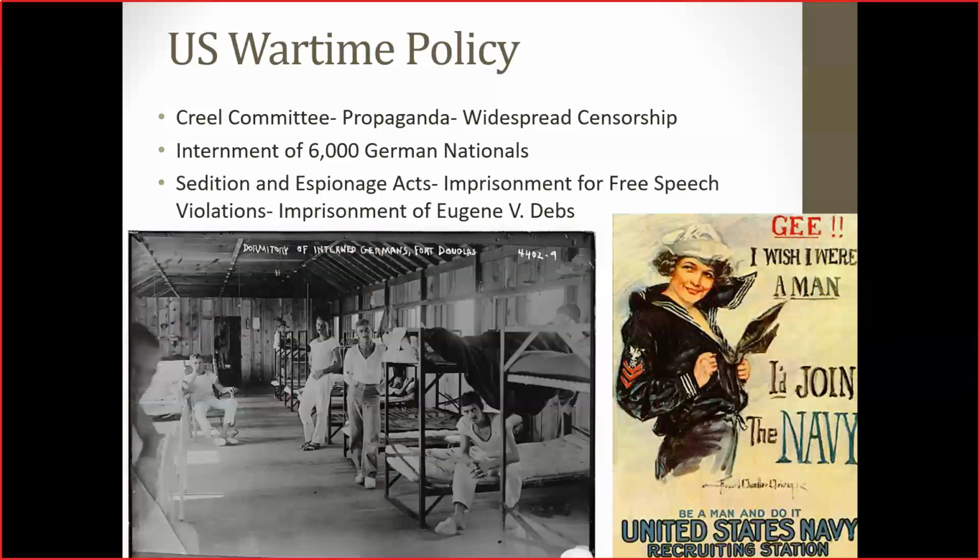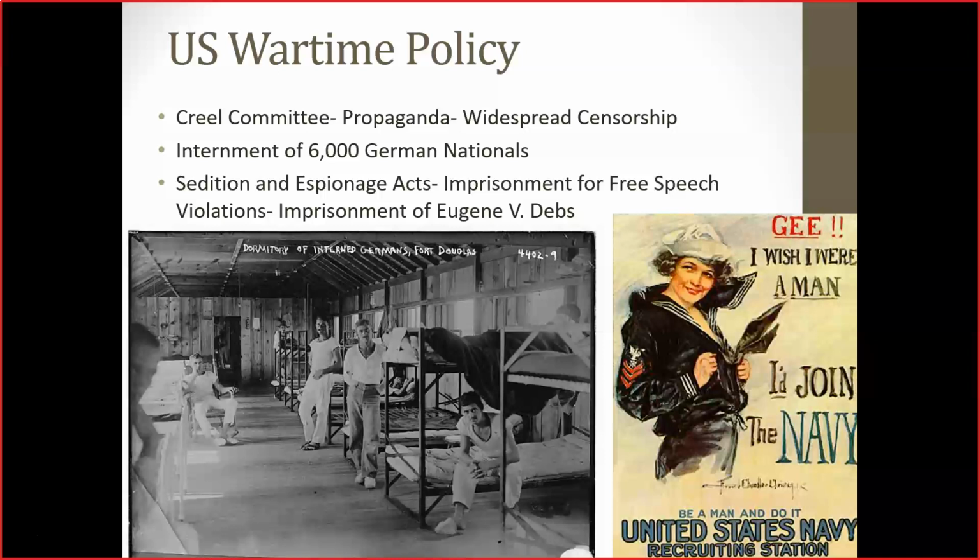Many do not know this, but this picture here is a picture of German nationals in an internment camp. Most Americans understand the Japanese internment, which occurred during the Second World War. But during the First World War, the United States also had an internment camp for German nationals. A German national means a German individual who is not an American citizen, but is living in the United States, and perhaps has been living in the United States for years in many cases.